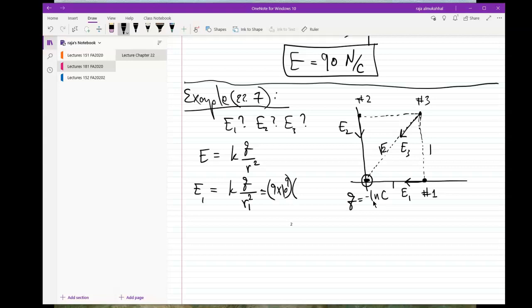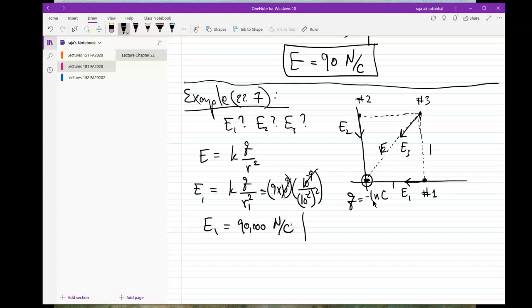We're not doing directions yet. So that's going to be 1 nano, so that makes it 10 to the negative 9 divided by r squared, which is 10 to the negative 2 quantity squared. Do you agree with that? Is that okay? And when we do that, this 10 to the 9 and negative 9 cancel out. And when I work it out, I end up with 90,000 Newton per Coulomb.